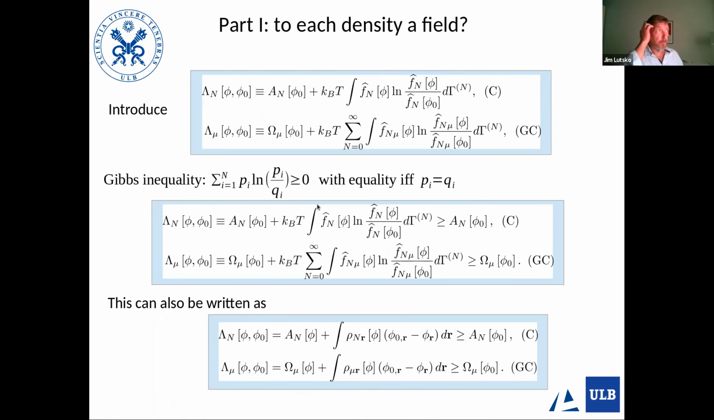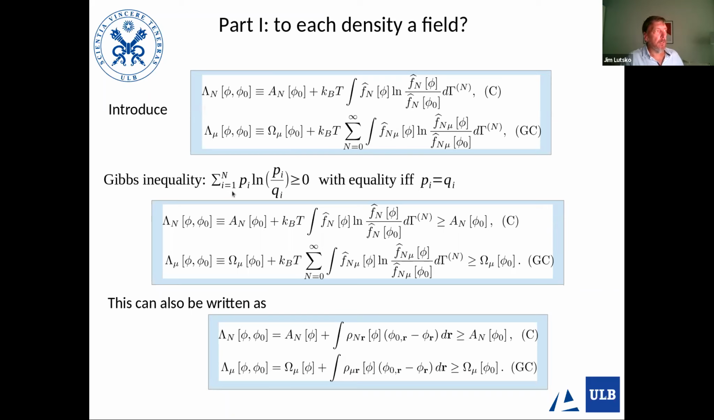So now begins the real argument. Following Mermin, as far as I know, you introduce a functional of two fields, which is defined like this. The meaty term has two different distribution functions, one based on phi and one based on phi naught. And you have this additional constant term out here, which is important, but it's just a constant. You have the equivalent thing in the grand canonical ensemble, where the only difference is that we have the sum over particle number as well.